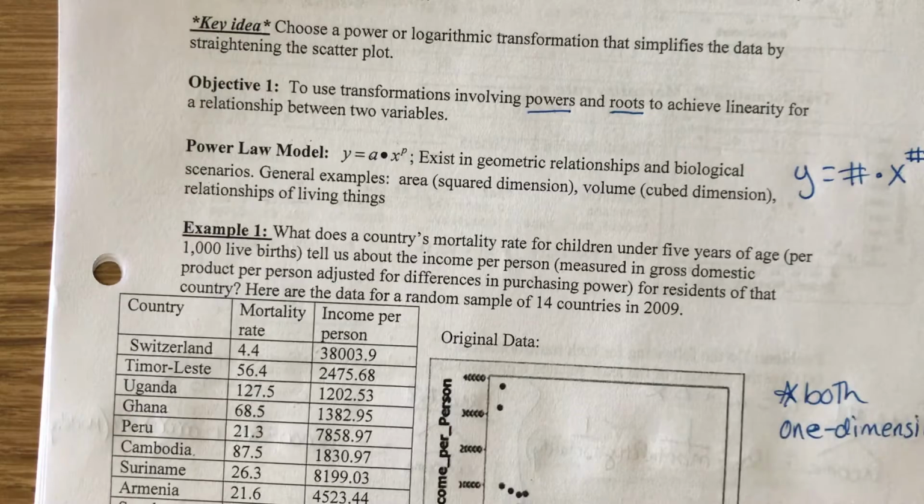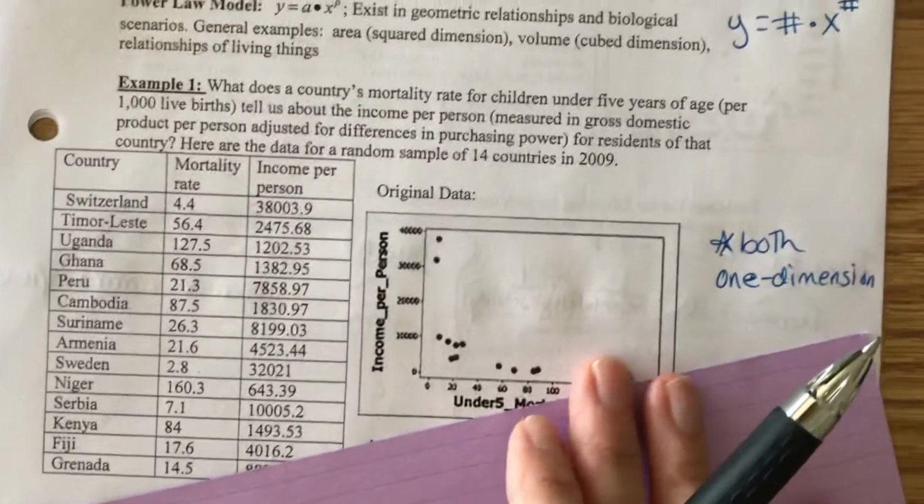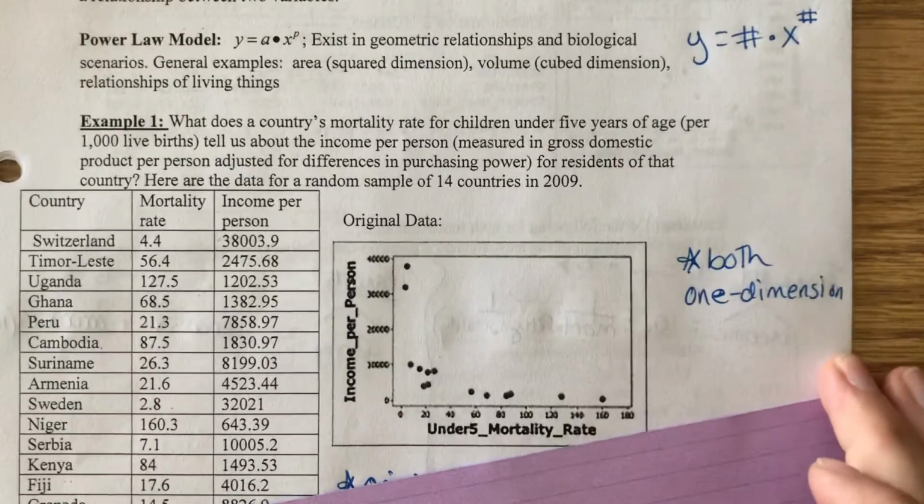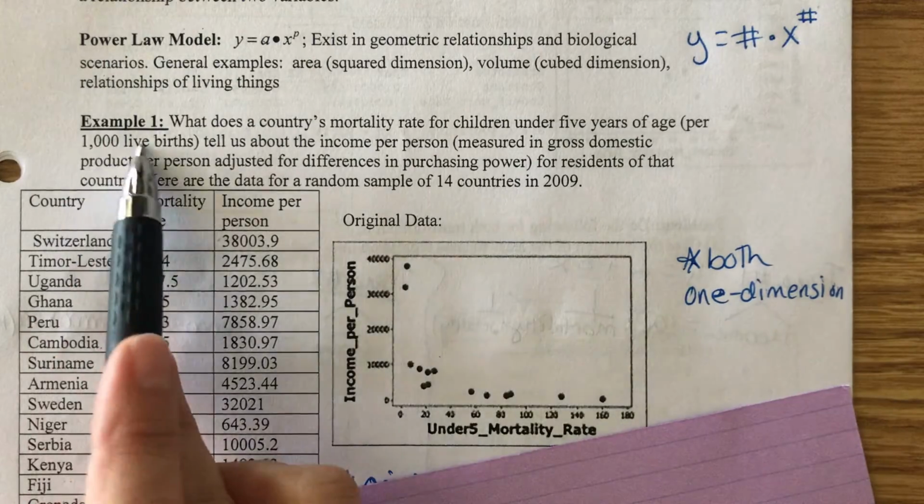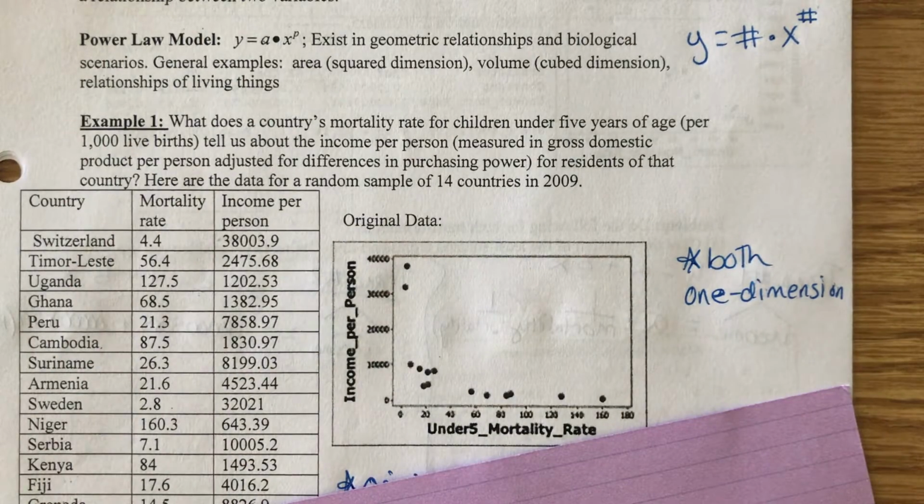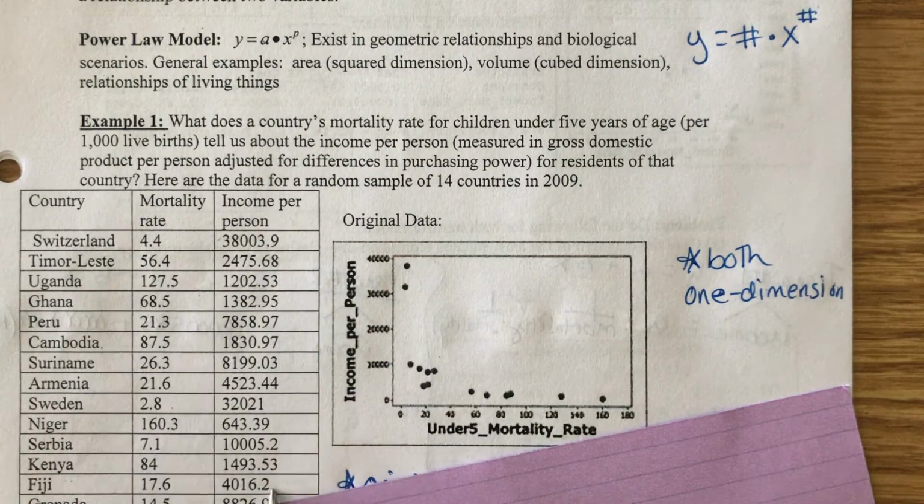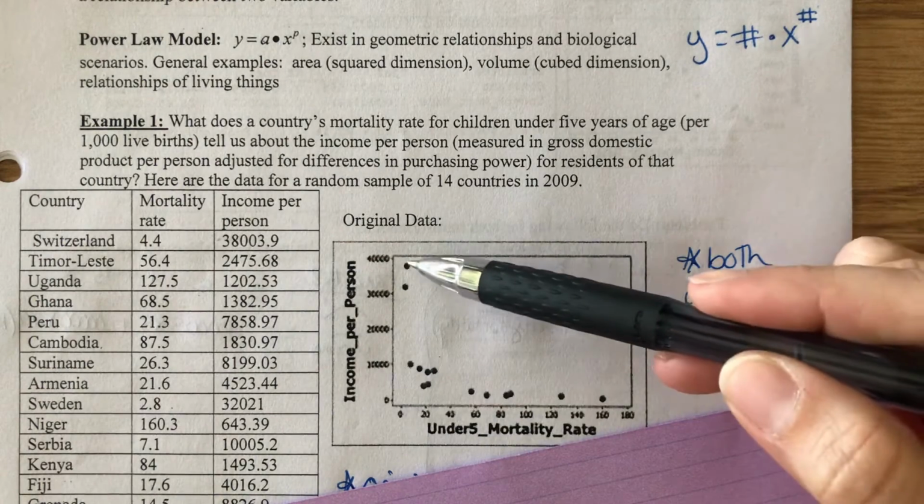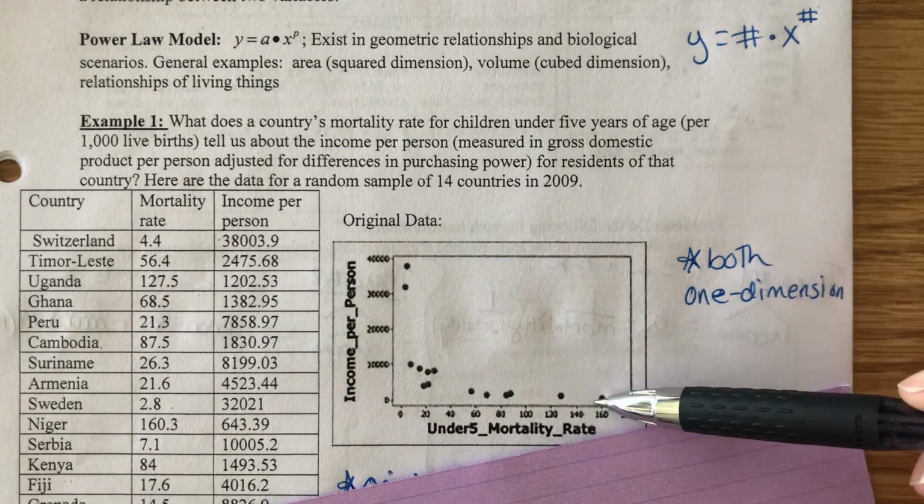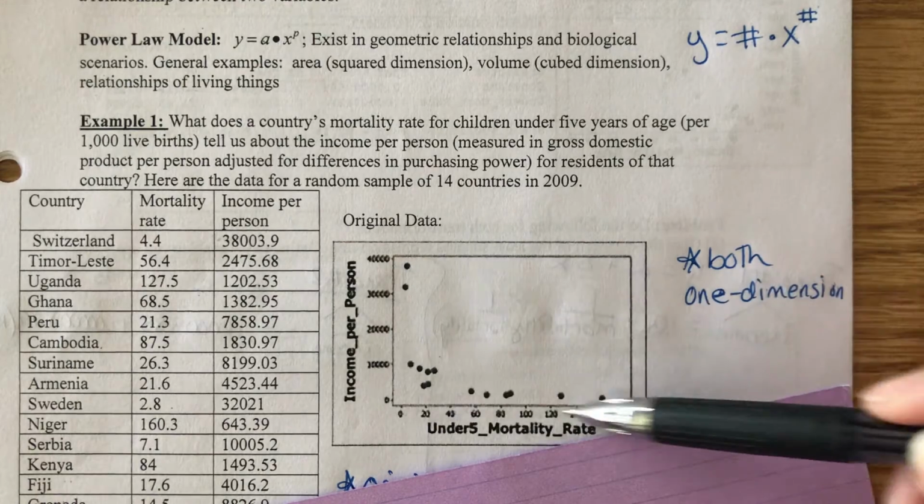So our first example would be here, okay? What does a country's mortality rate for children under 5 years of age per 1,000 live births tell us about the income per person, measured in GDP per person adjusted for differences in purchasing power, for residents of that country? So we've got our data set here of these different countries. And our original data, you will notice, is very curved. Okay, so we have a very curved data set.